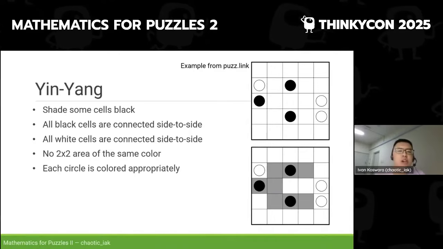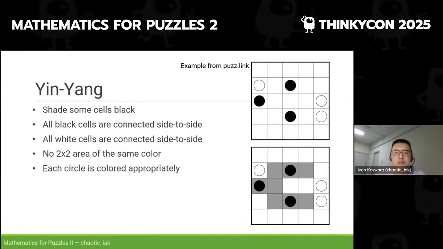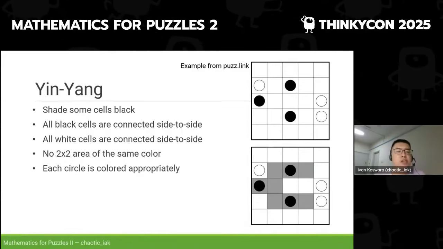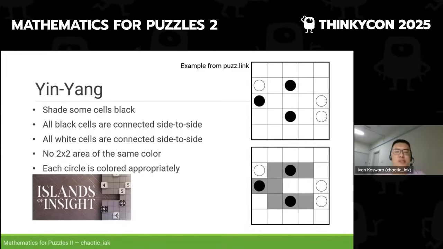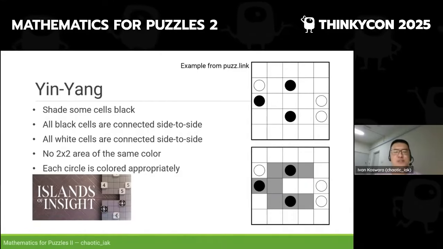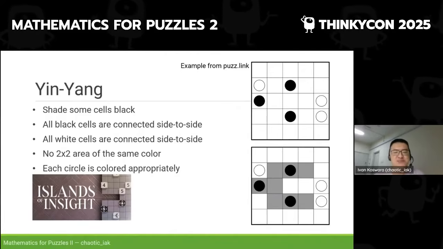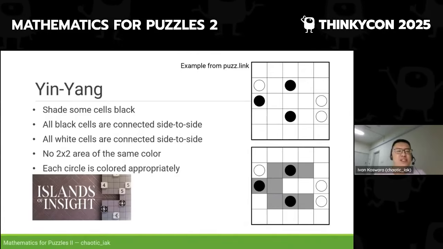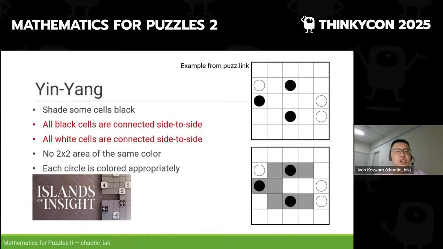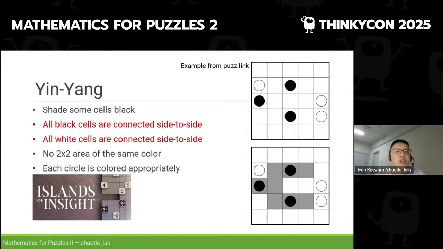And if you feel like you are familiar with this kind of puzzle, that is probably because you saw this in Islands of Insight or some other kinds of puzzle games. I guess Islands of Insight has a lot of logic puzzles in general. But for this talk, we will focus only on the second and third conditions here. The black cells are connected, the white cells are connected.